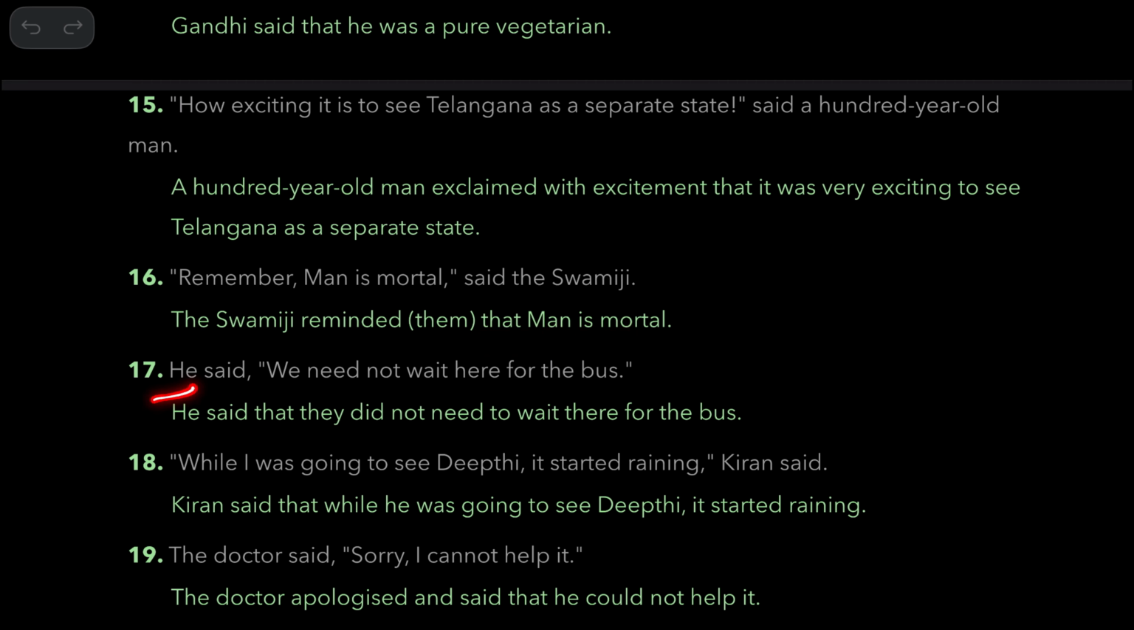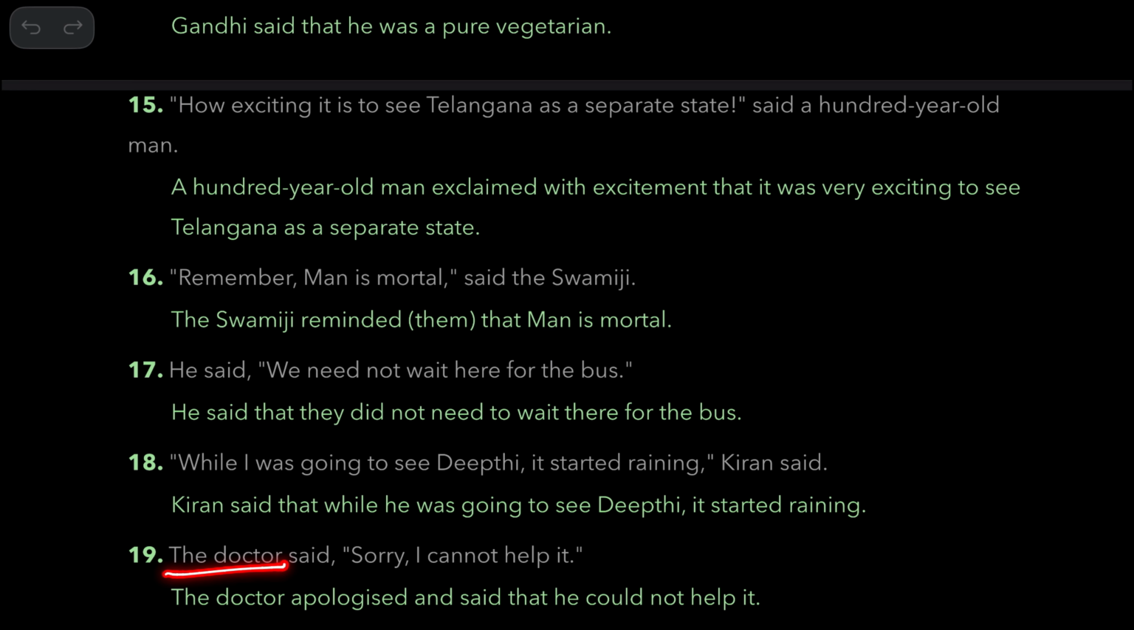He said, "We need not wait here for the bus." He said that they did not need to wait there for the bus. Also, take a look at this need not wait, how it changes to did not need to wait. We also have old usage like needed not to wait. "While I was going to see Deepthi, it started raining," Kiran said. Kiran said that while I was going to see Deepthi, it started raining.